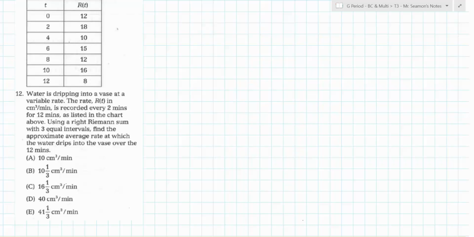We're going from 0 to 12. So if we're going from 0 to 12 and we have 3 equal intervals, what are the x values that we're going to be sampling at? Those are the intervals, yeah. Correct? So if we're going to be using the right hand, we need to go from 4. What is it at 4?